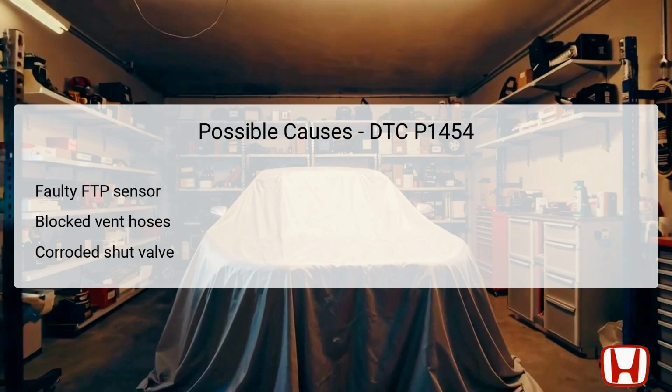Potential causes for DTC P1454 include a faulty FTP sensor, which could be giving inaccurate readings due to internal electrical issues or physical damage. Blockages in the vent hoses connecting to both the FTP sensor and the EVAP canister can create pressure discrepancies, affecting sensor performance. Additionally, the EVAP canister vent shut valve might exhibit corrosion that prevents it from closing or opening properly, which would also elevate pressure readings. Consequently, this complex interaction among components means that thorough inspections are necessary.